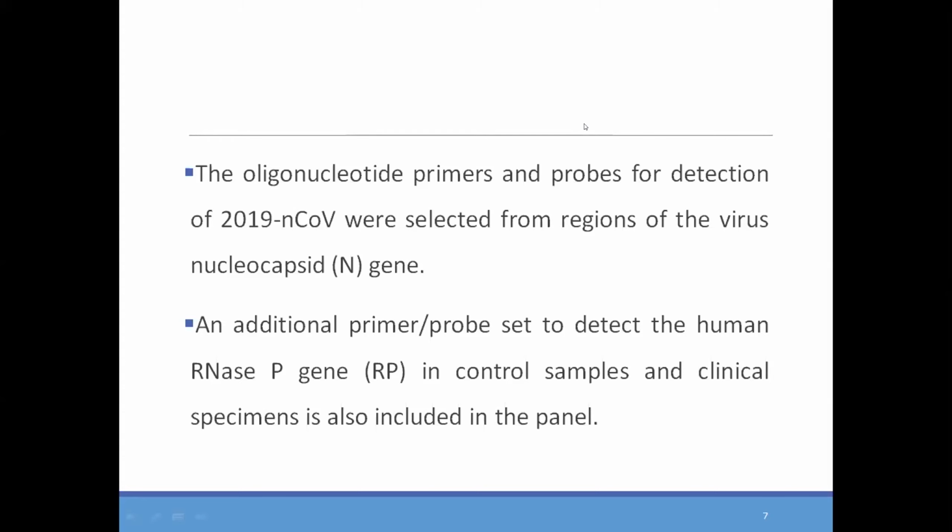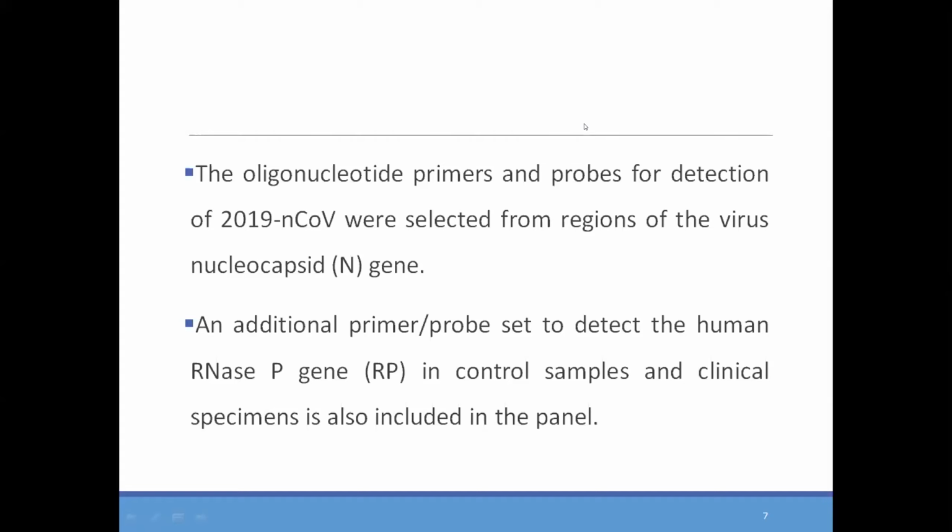Like, if we are looking at coronavirus 2, then whatever regions we have designed the probe for should be very specific only for that virus, not for any other versions, not even coronavirus 1. Otherwise, you can't detect. Then again, we have to use a primer probe set to detect the human RNase P gene.